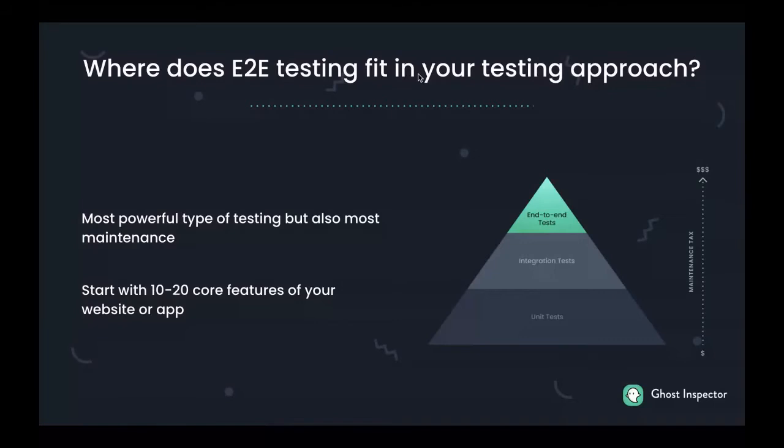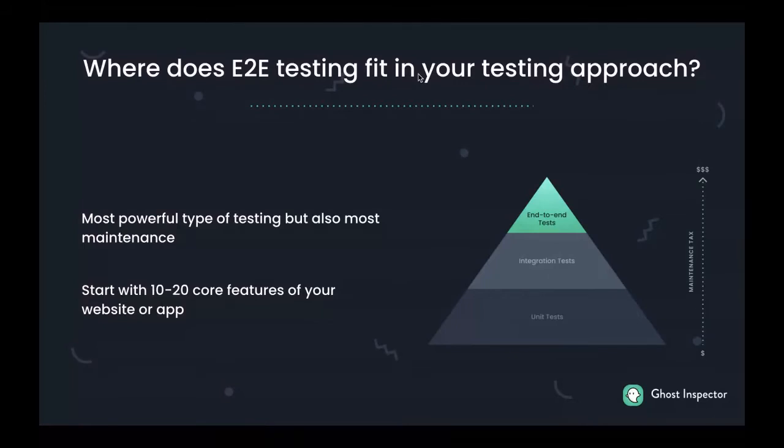With GhostInspector, we've tried to make this a lot easier and deal with some of those maintenance problems and make this a lot more accessible so they can leverage these tests in a more sustainable way. But I still recommend that folks start with maybe 10 or 20 core features of your website or app. So think about the 10 things that have to work for your app to be functional.